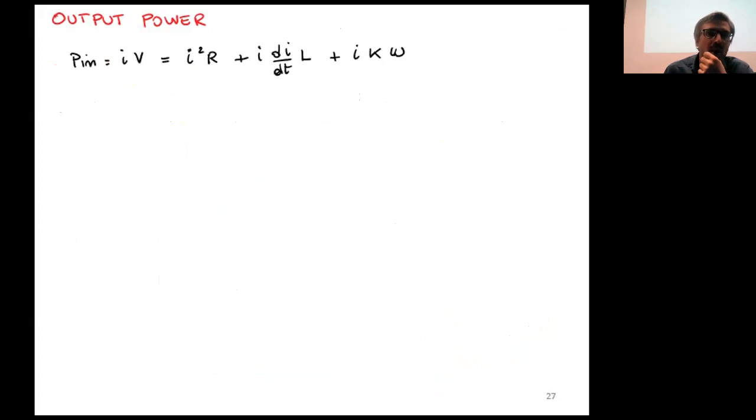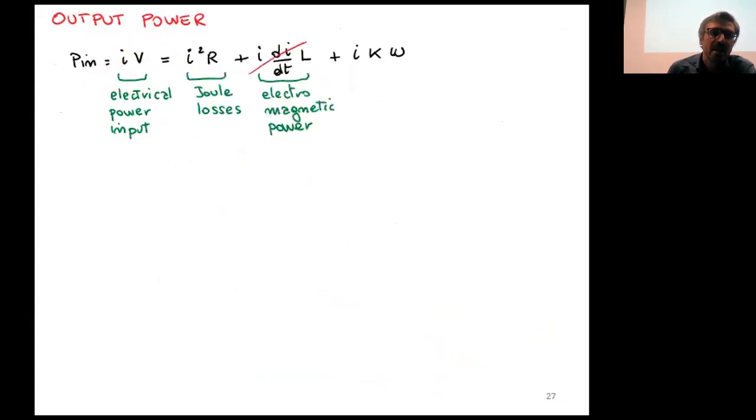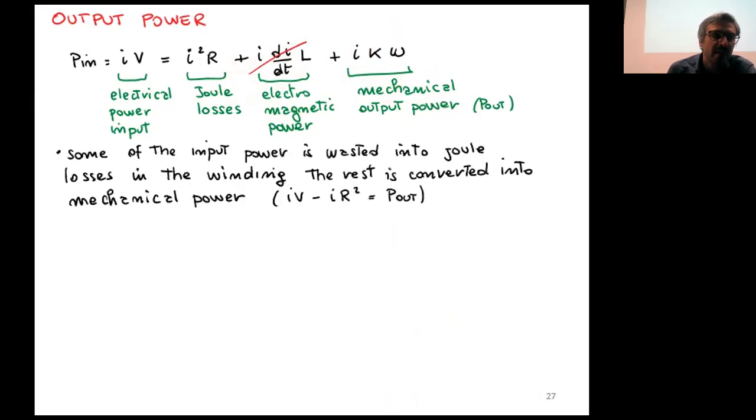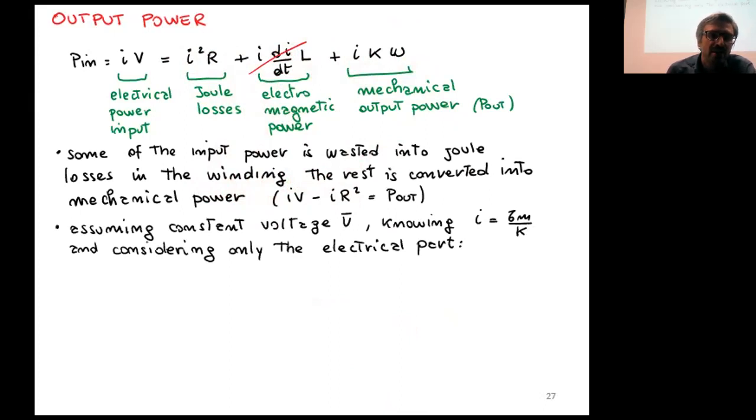And if we want to compute the output power, in the power diagram we should consider the input electrical power. We have again the supply voltage times I, that becomes this. We see the Joule losses, and the electromagnetic power needed to magnetize our coil, which we can neglect. And here, what remains is the mechanical output power. Some of the power is lost in Joule losses in the winding, while the rest is converted into mechanical power.